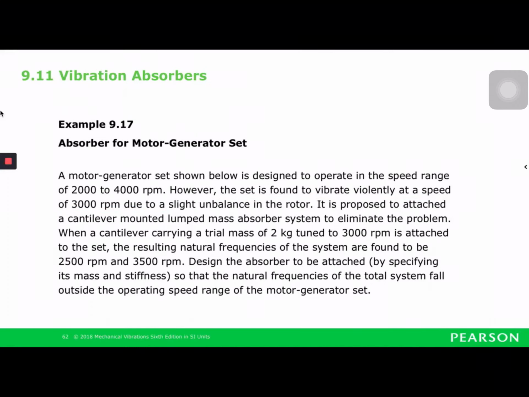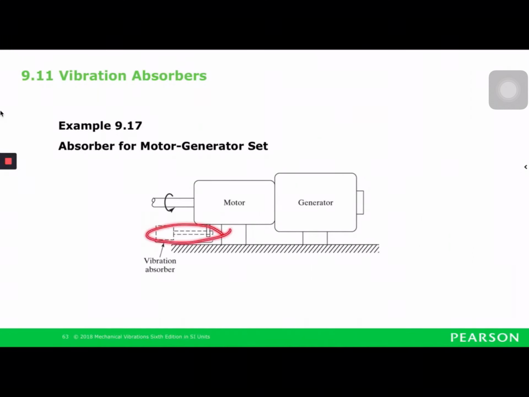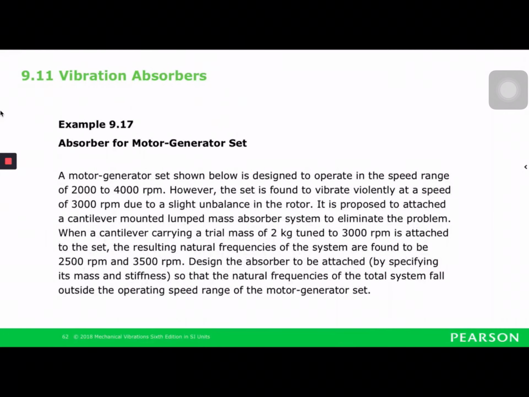Okay. So basically it's in the middle of the operating condition, so this is what we do not want, right? So it is proposed to attach a cantilever mounted lump mass absorber system, this one down here. Okay, so we have a mass over here attached to a cantilever attached to the motor. And originally in trial, the cantilever carrying a mass of 2 kg, and it is tuned to 3000 rpm, meaning you want it to work at 3000 rpm.